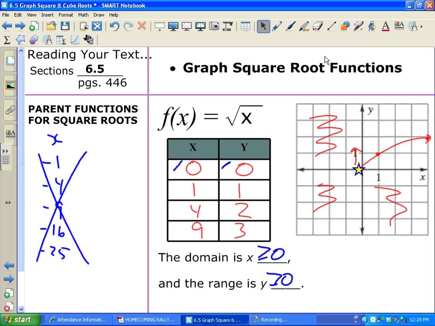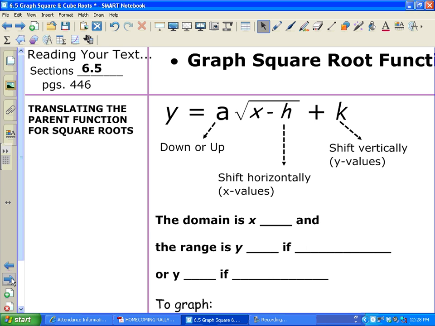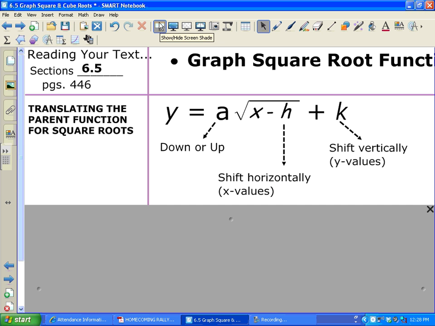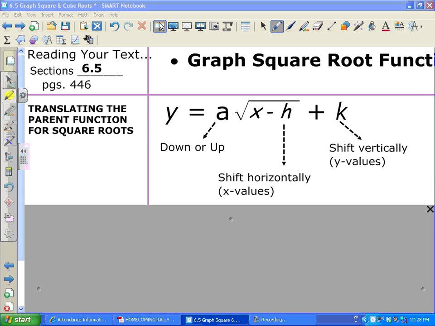Now, careful. This next slide is going to look overwhelming. You don't need to copy all of it down. I'm going to explain it, and then I'll show you how it works in the example. So don't get too overwhelmed with this slide. There's going to be a lot of things that happen. All I want to look at is that form: y equals a square root of x minus h plus k. All year long, I've been saying opposite x, same y.